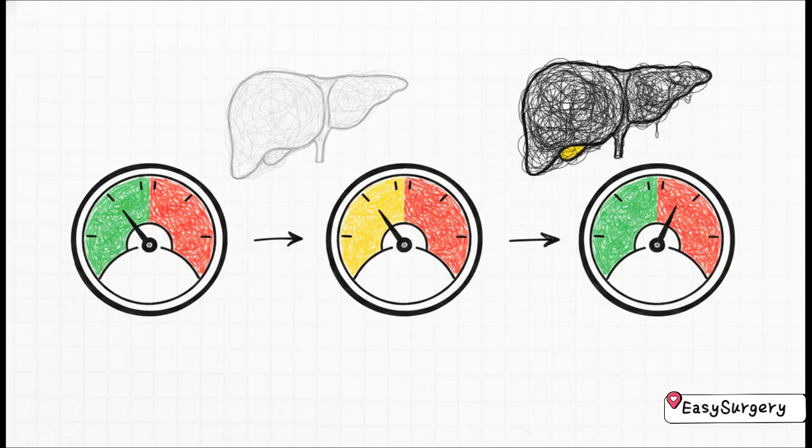This total chunks your patient into one of 3 specific classes. Class A is a score of 5 to 6, that's mild or compensated disease. Class B is 7 to 9, meaning significant functional compromise. And Class C, that's a score of 10 to 15, indicating severe decompensated liver disease.